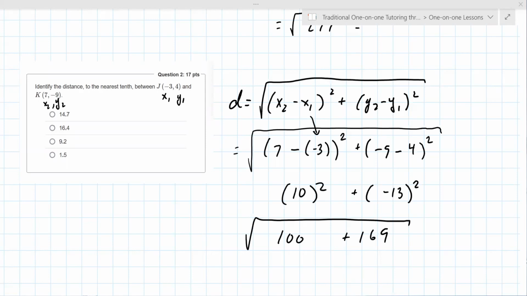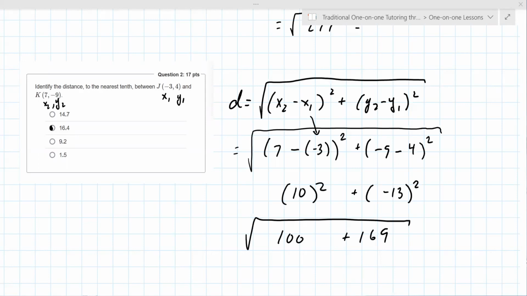Let me know when you get a value for that. I get 16.4. Sounds good. All right, so that's letter B. Very good. And then we'll move on to the next question here. So we're going to skip 3 and 4 and go to 5 and 6.